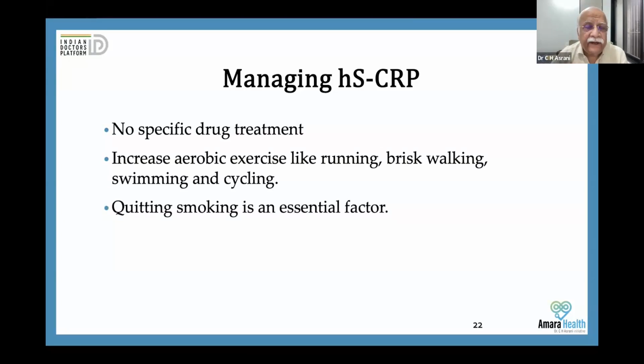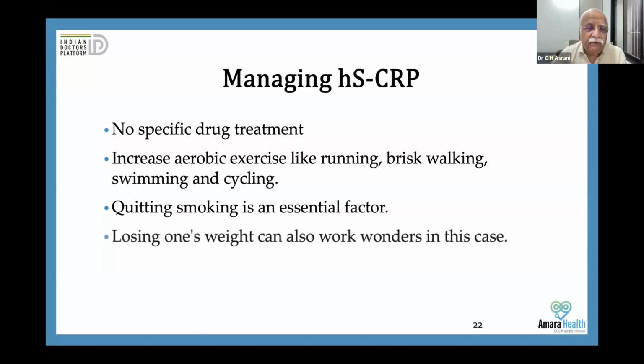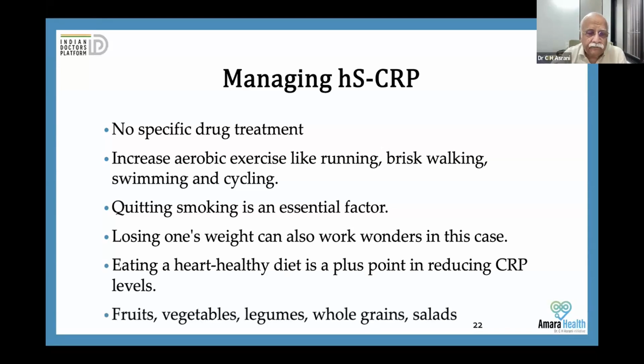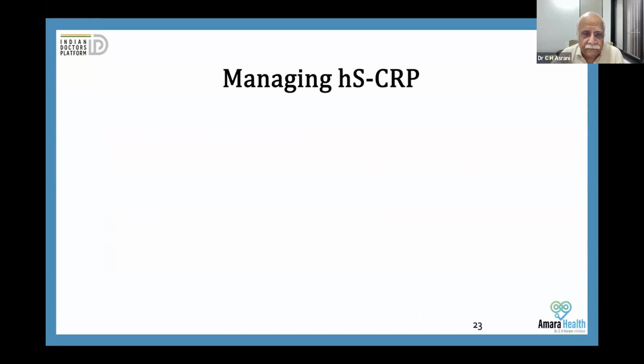Quitting smoking is an essential factor. Rather, I would say quitting tobacco. Even tobacco chewing is a risk factor for coronary artery disease. Losing weight also works wonders in this case. So basically, managing HSCRP is lifestyle management, eating a heart-healthy diet, things which are good for the heart. Fruits, vegetables, legumes, whole grains, salads are very good. And freshwater fish.